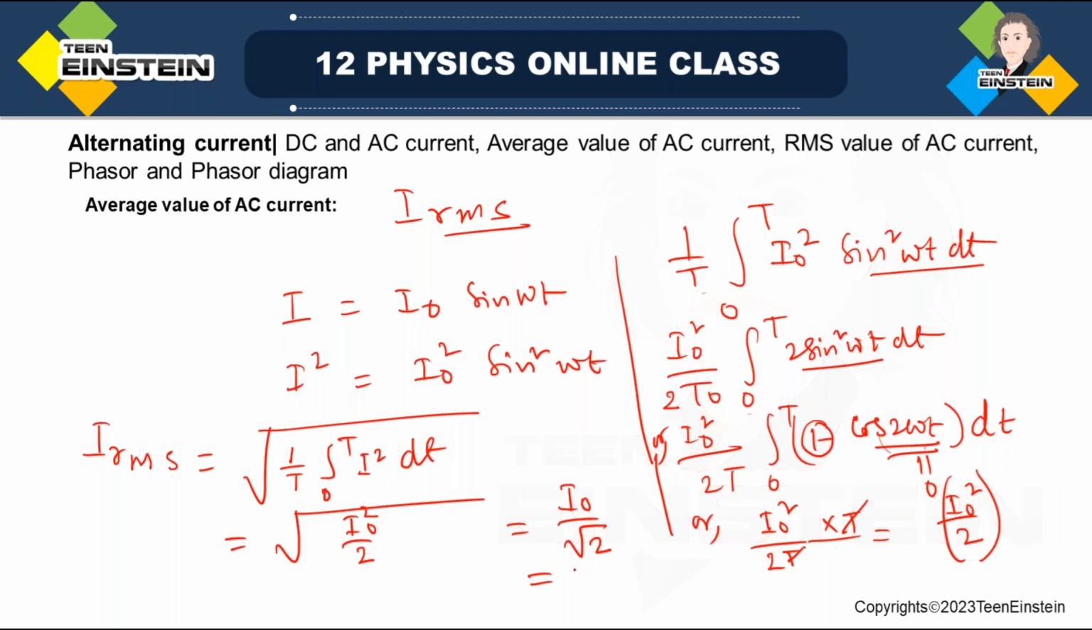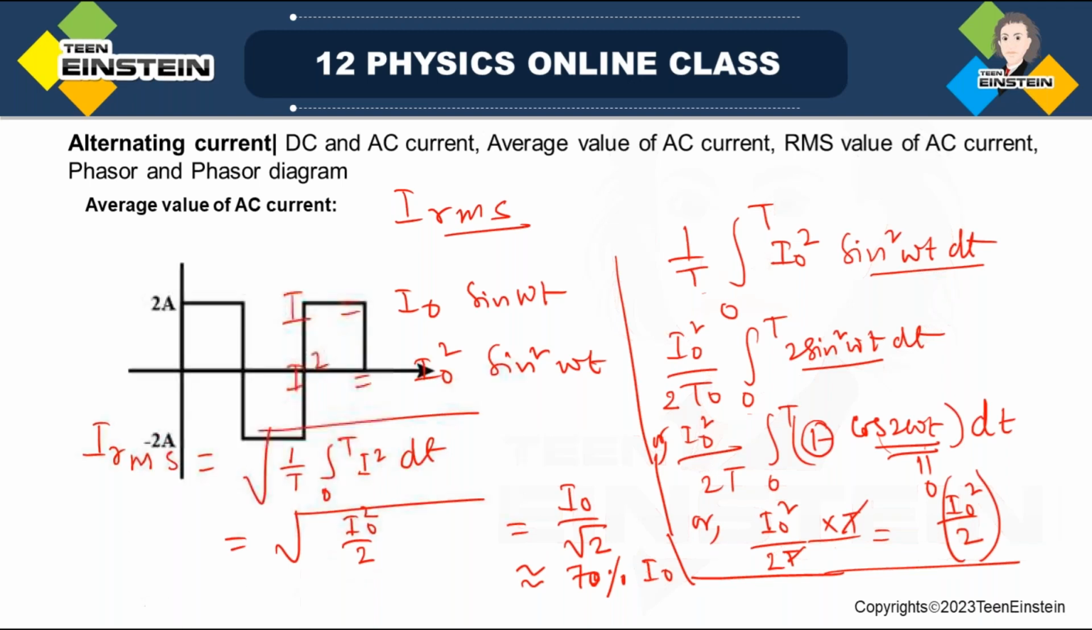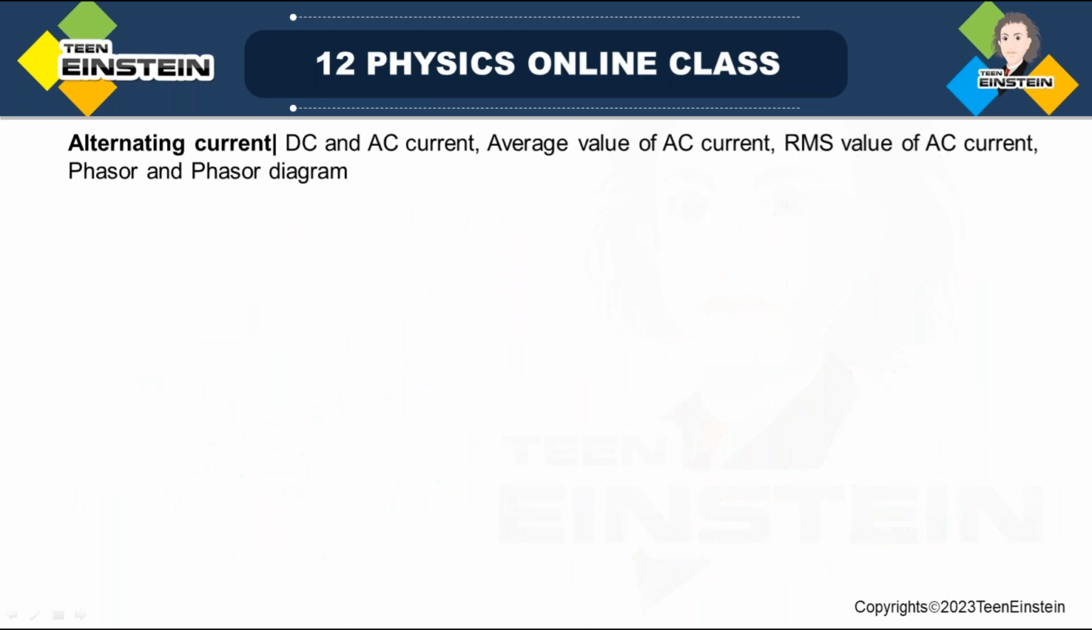This is nearly 0.707, so nearly 70 percent. You can say that the RMS value of current is nearly 70 percent of the peak value. I'll just show you here in the next, yes, I'll just clean it.